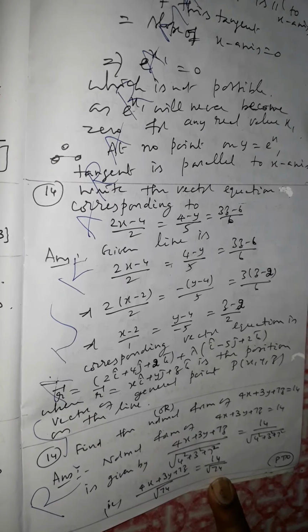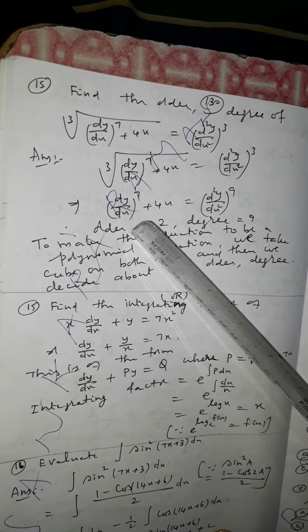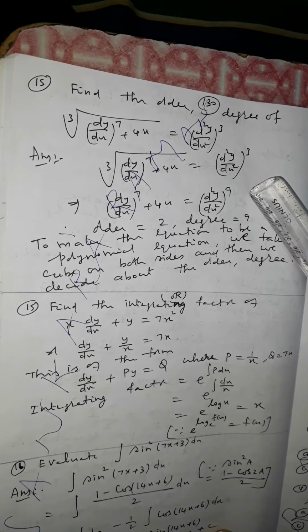Okay, question number 15. Find the order and degree of cube root of (dy by dx) whole power 7 plus 4x is equal to (d square y by dx square) whole cube. Listen carefully. To decide upon the degree and order, I am supposed to bring the equation always in the polynomial form. Now, power 1 by 3 should be eliminated by taking cube on either side. Therefore, it will get reduced to (dy by dx) whole power 7 plus 4x is equal to (d square y by dx square) whole power 3 into 3 becomes 9.